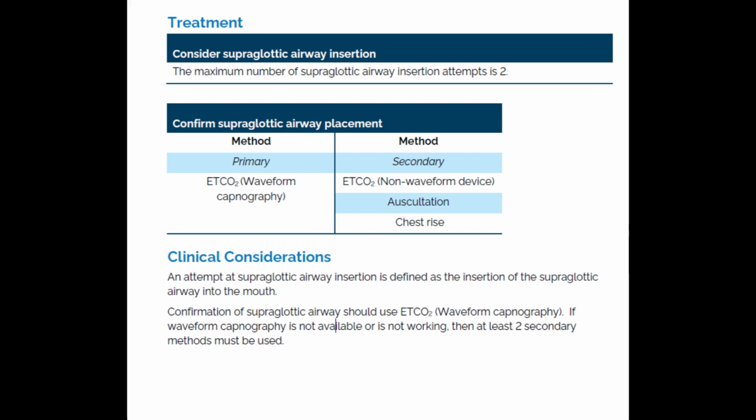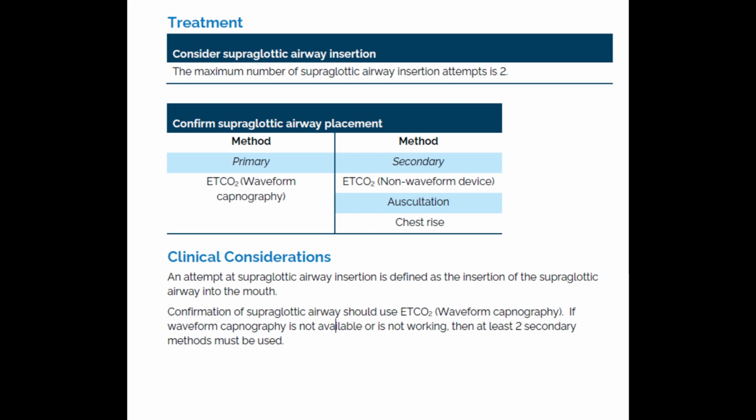An important clinical consideration is the definition of an attempt at supraglottic airway insertion. An attempt is characterized by the insertion of the airway device into the mouth, regardless of whether it is successfully positioned. Proper confirmation using ETCO2, waveform capnography, is essential, but if this is not an option, relying on at least 2 secondary confirmation methods is imperative to ensure the airway's correct placement.